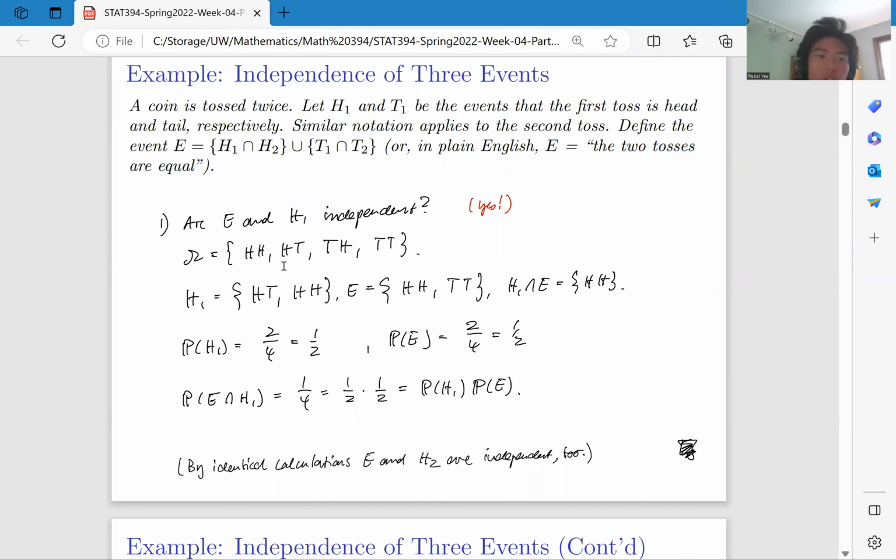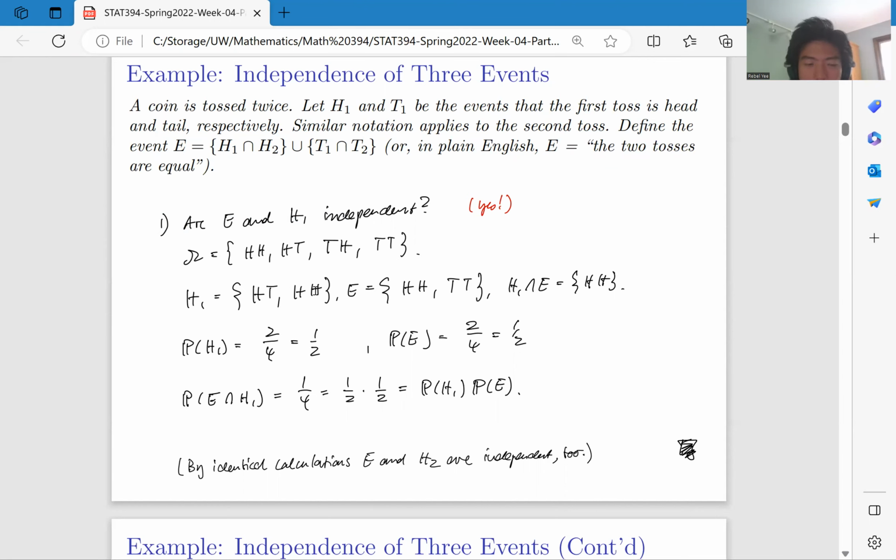And the first question we want to ask is, are E and H1 independent? So first, let us examine through the formula we have above. First of all, the sample space has 4 elements: HH, HT, TH, and TT. H1 has 2 elements, HT and HH, and E has HH and TT. So H1 intersection with E is equal to HH. This is the common element they share.